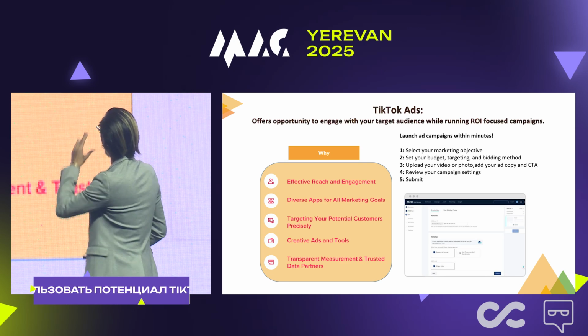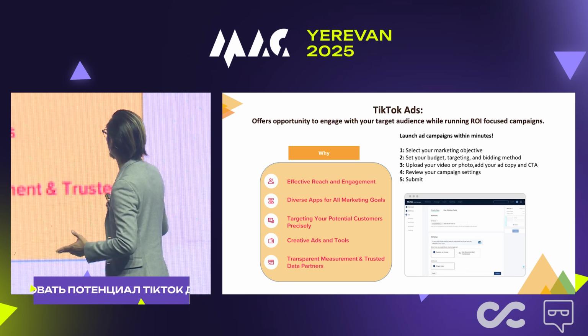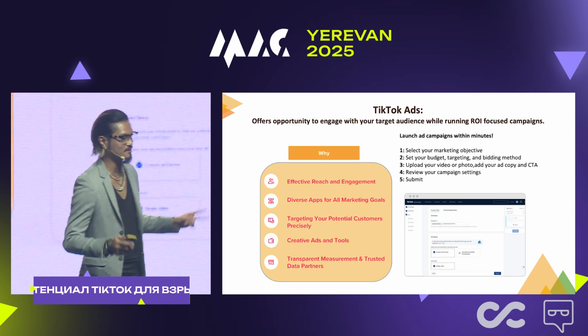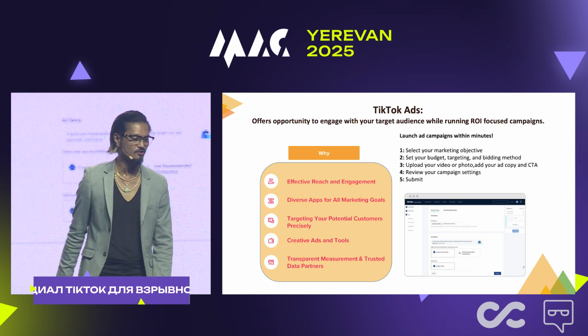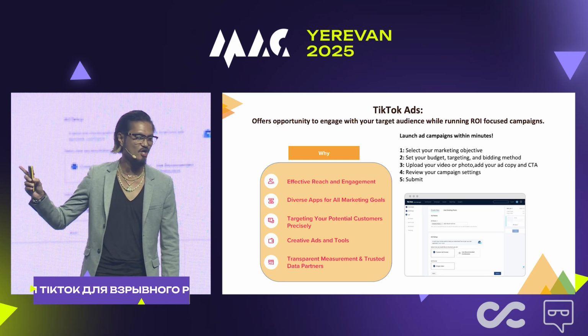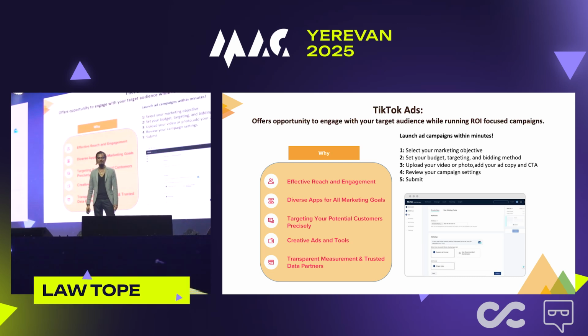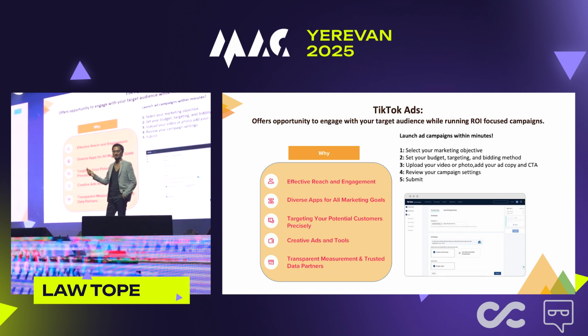So the opportunities for TikTok are effective reach, engagement, diverse apps, all these things. I'm not going to go into more detail with it. And it's very easy to run. You select your marketing objective, set your budget, targeting, and bidding method, and then you upload your video, photo, or any creatives and your call to action, and then you review your campaign settings and submit.